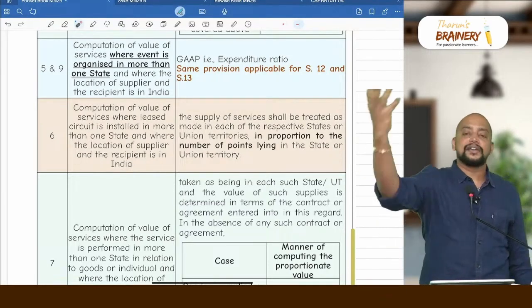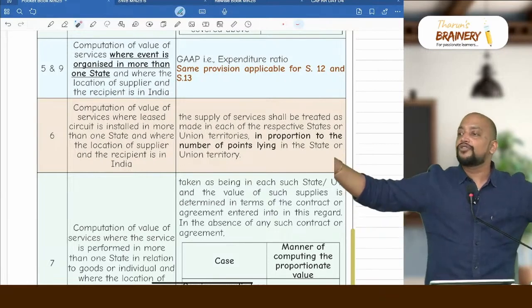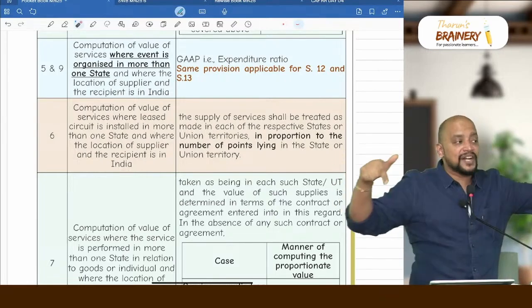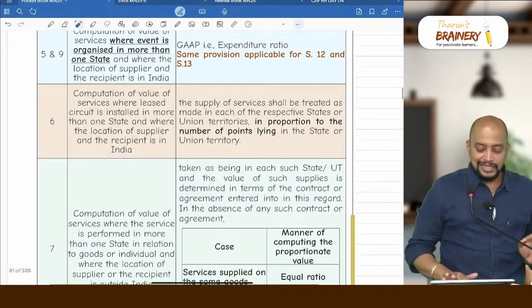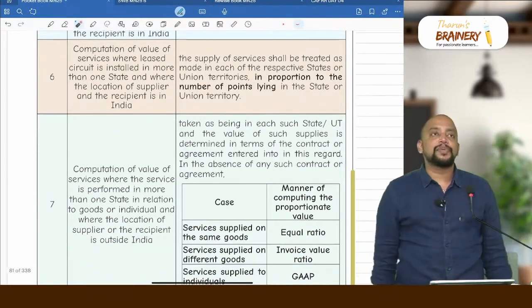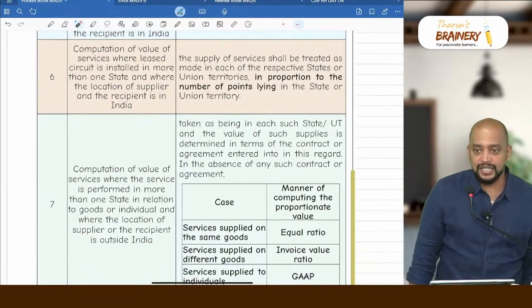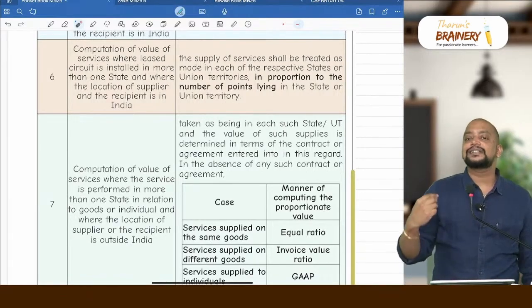So my contract revenue, I am conducting 4 events in 4 states. For these 4 states, there will be different expenses. My revenue I will recognize based on my expenditure, that is this. Then Rule 6. Rule 6 is applicable in case of telecommunication services, that is a fixed line, leased line connection.